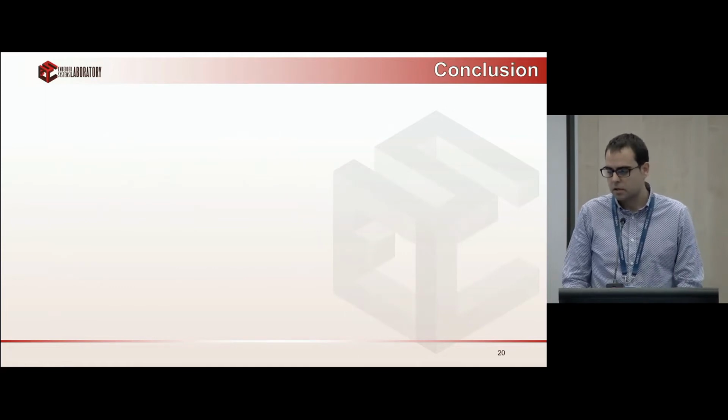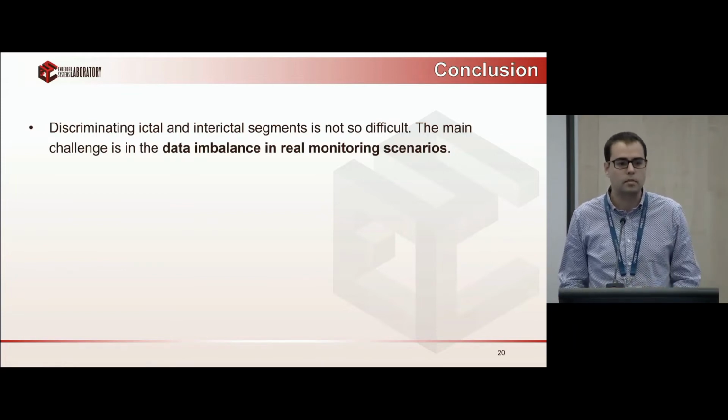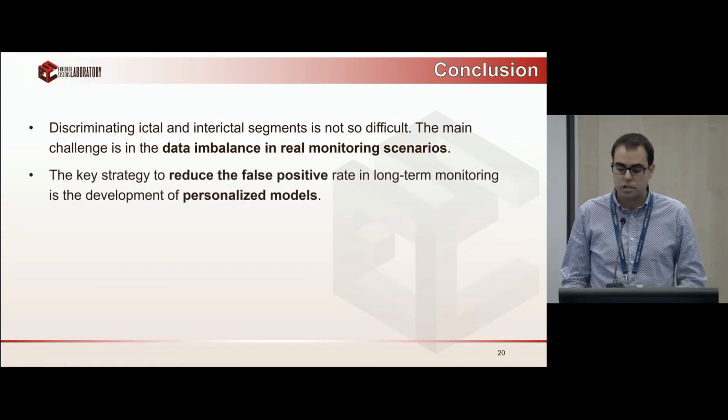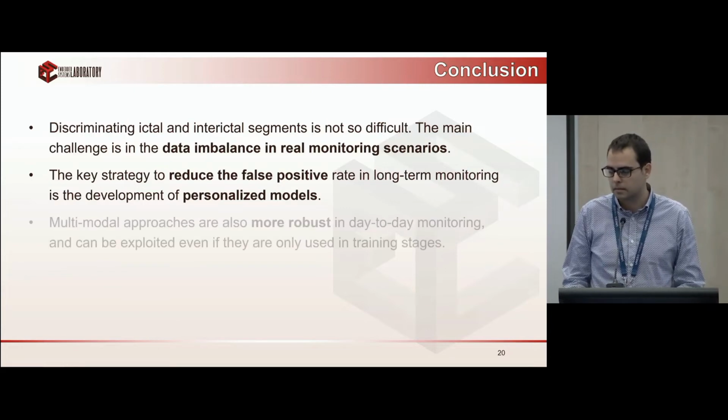So just to conclude the talk, I would say that discriminating ictal and interictal segments is not so difficult. From a machine learning perspective, this is not where the difficulty is. The main challenge is the data imbalance in real monitoring scenarios. This is what we should deal with in our studies and include in our data capture and data plans. The key strategy to reduce the false positive rate in long-term monitoring is personalized models. This was already said today, so I think we mostly agree on that.